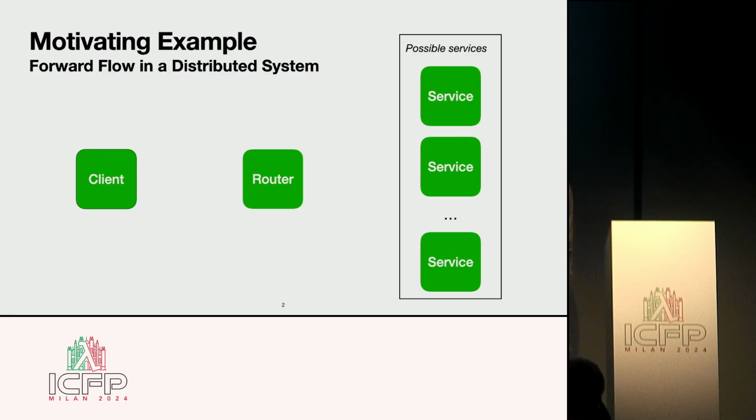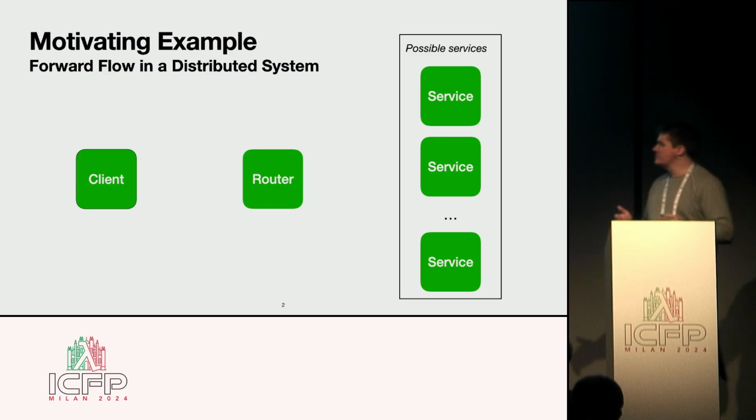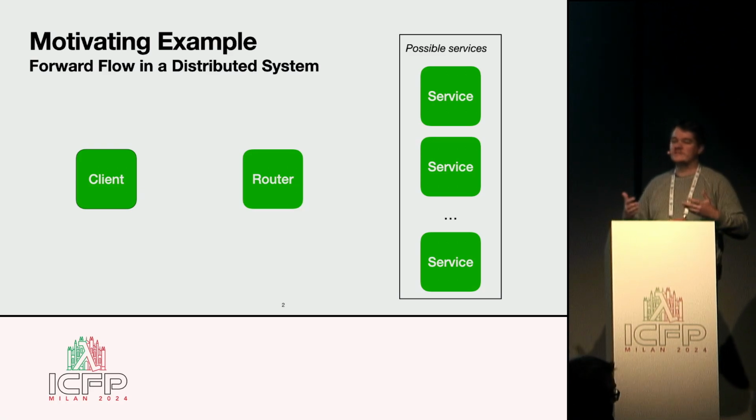So imagine you are building a distributed system and you are interested in building a router component that is able to distribute load from a client to a set of services. And as you might imagine, in such a system, what would a typical message flow be?